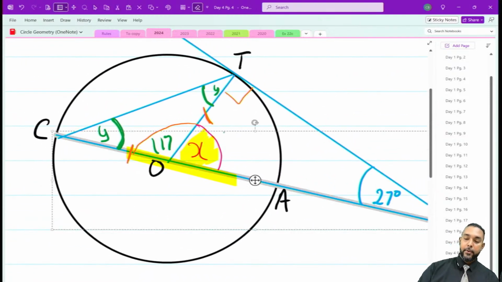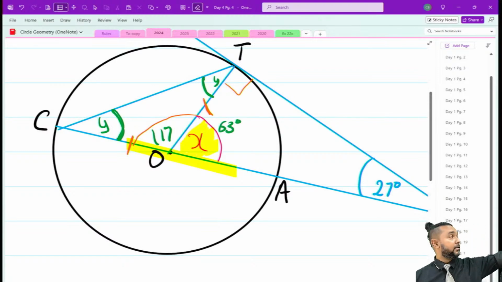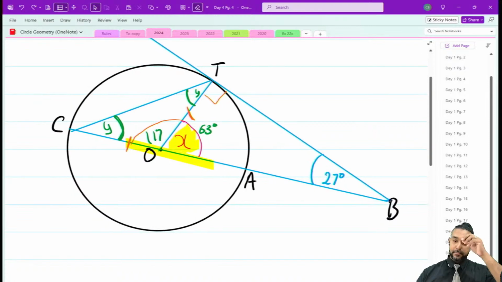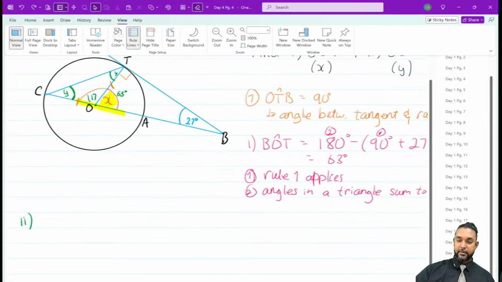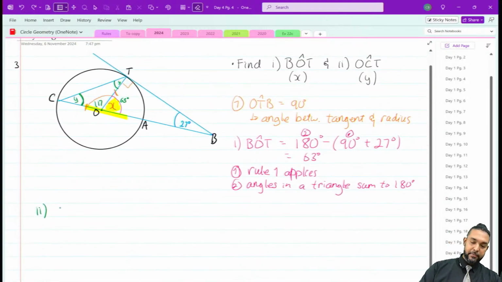Well, nope. That's 63 here, right? The pink angle. You're trying to find this angle. Sorry, guys. Sorry, I got a little lost. Right. Okay. So we're trying to find OCT.